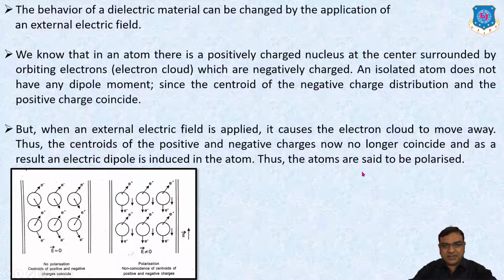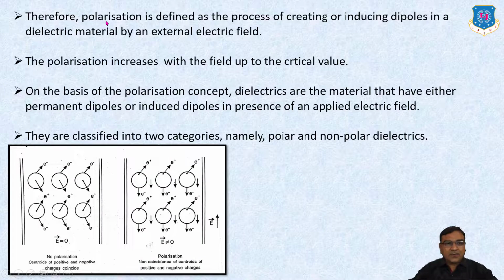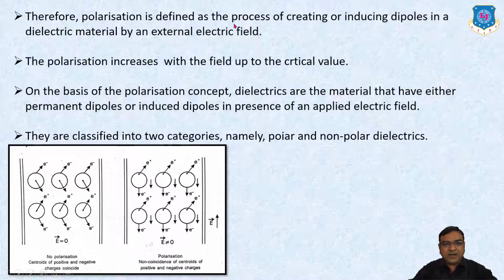Thus, the atoms are said to be polarized. Therefore, polarization is defined as the process of creating or inducing dipoles in an electric material by an external electric field. The polarization increases with the field up to the critical value. On the basis of the polarization concept, dielectrics are the materials that have either permanent dipoles or induced dipoles in the presence of an applied electric field.